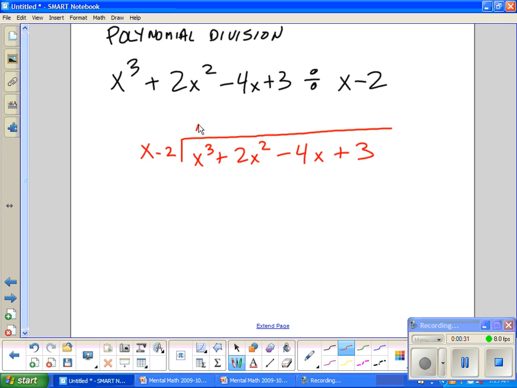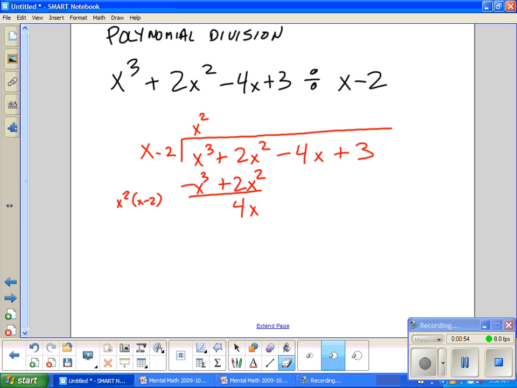X squared, I agree. So we get x squared here, we go x squared times x minus 2. And I write it out, x squared times this whole thing. And you distribute. And you get x cubed minus 2x squared. And we know we have to subtract. So I change the sign and add. And the lead term goes away. And I get 4x to the fourth, or 4x to the fourth.